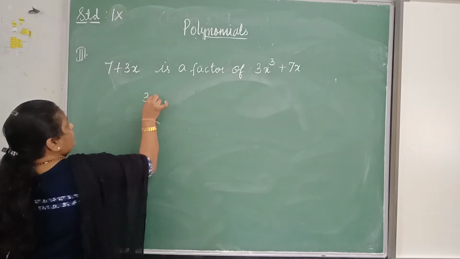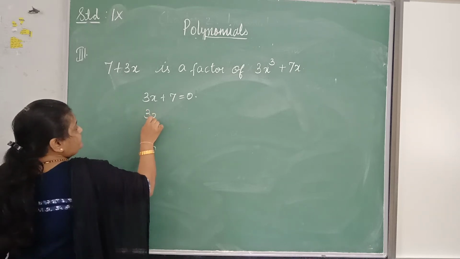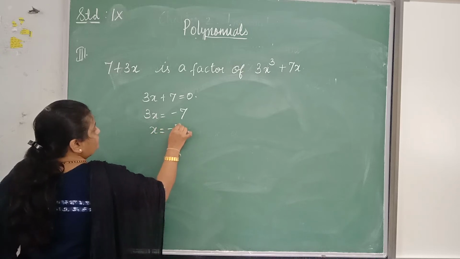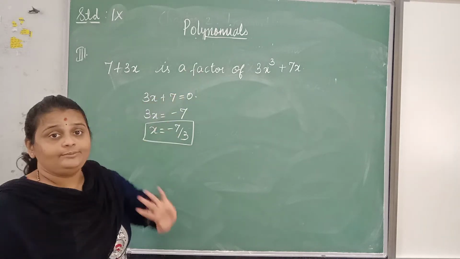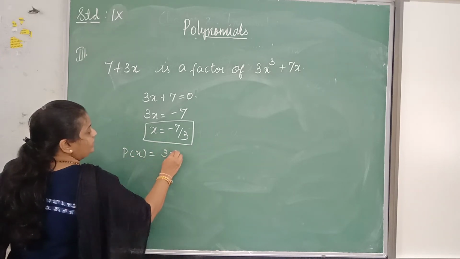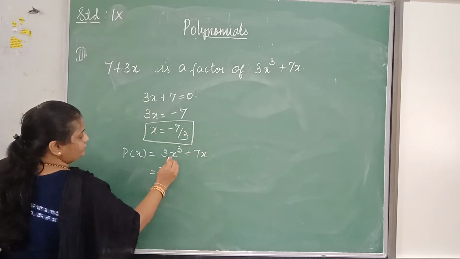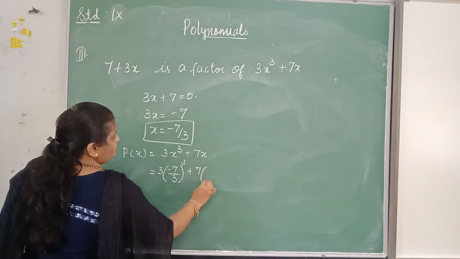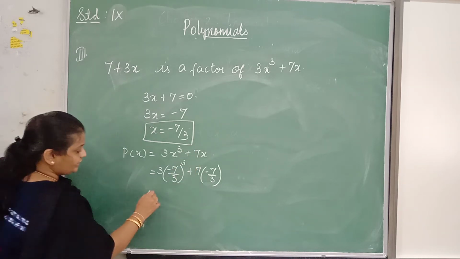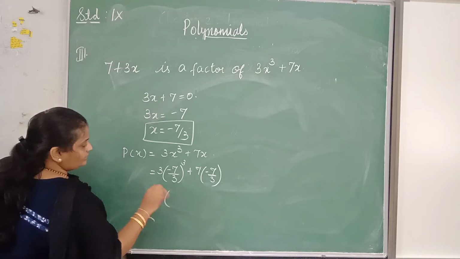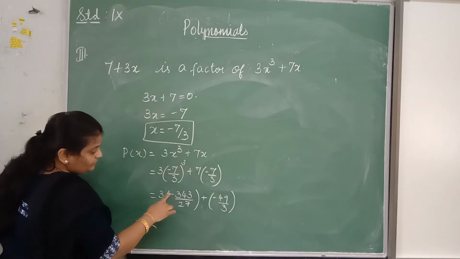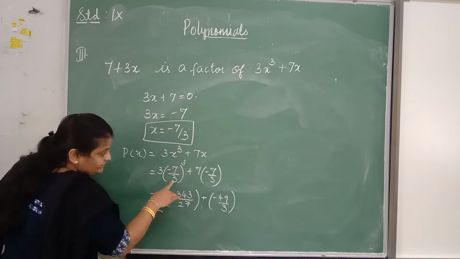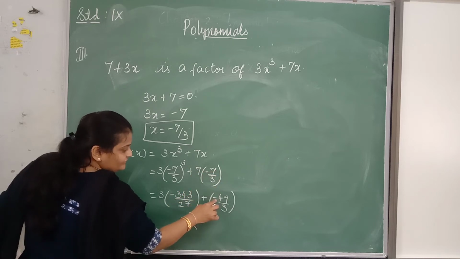So this is how we are going to check. Now 3x plus 7 is equal to 0. So 3x is equal to what? Minus 7. X is equal to what? Minus 7 upon 3. Okay. So now I have to substitute this value in the given polynomial. So P of x is equal to 3x cube plus 7x. So 3 into minus 7 by 3 whole cube plus 7 into minus 7 by 3. Okay, so now it is 3 into minus 7 whole cube; as the power is odd, minus remains as it is, 343 divided by 27, plus 7 sevens are 49 into minus upon 3.